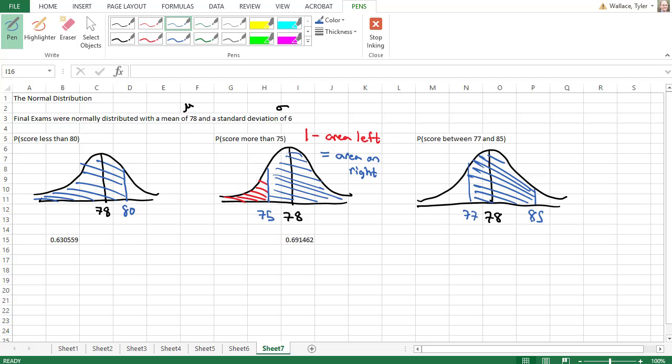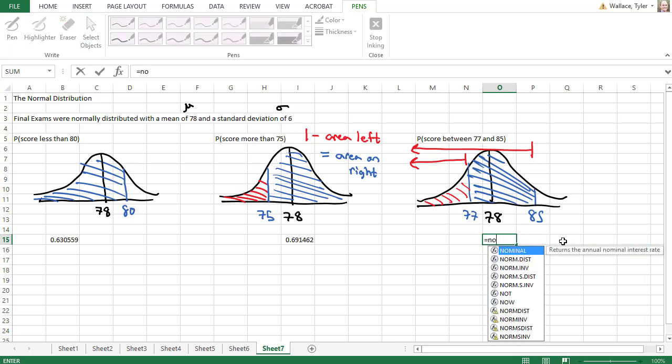Well, very similar to how we did the right area, we're going to do the area to the left of 85, which will include the white area we don't want. So we'll subtract off the area to the left of 77 to eliminate that left tail.